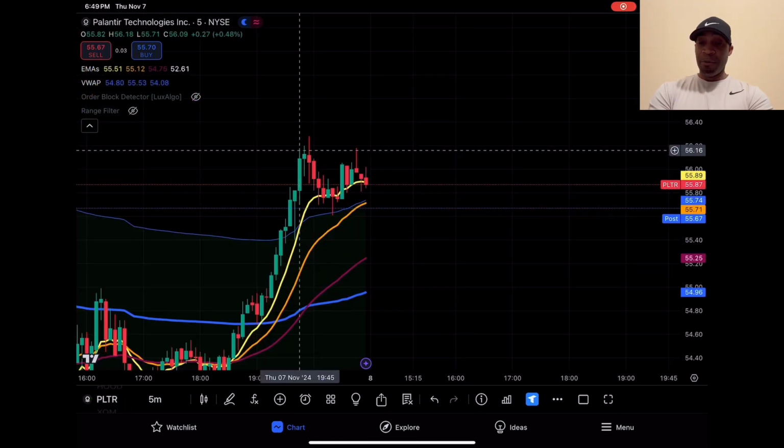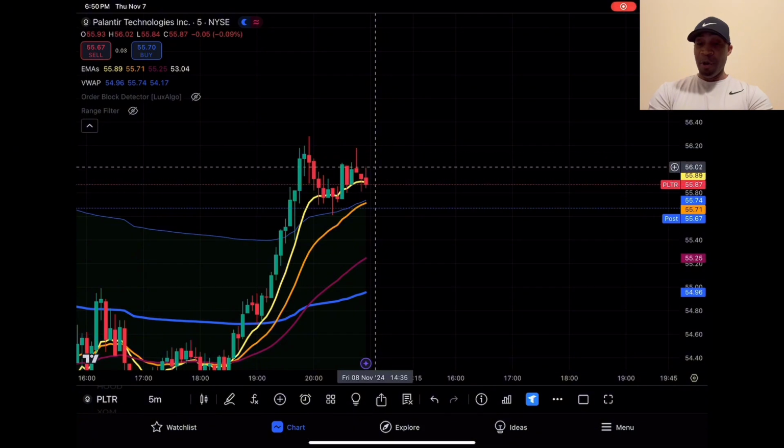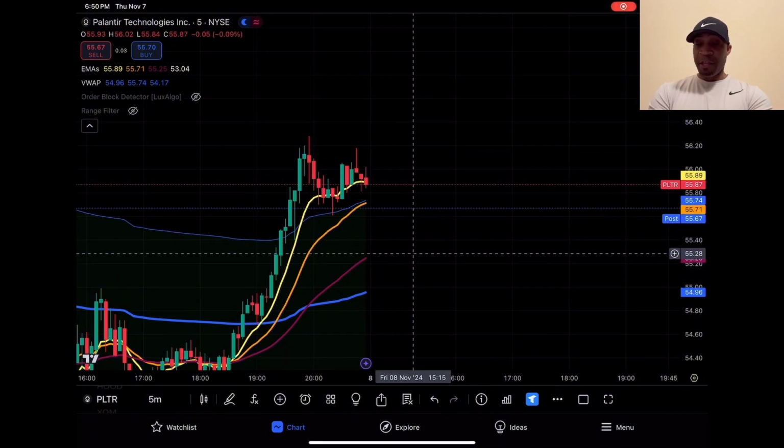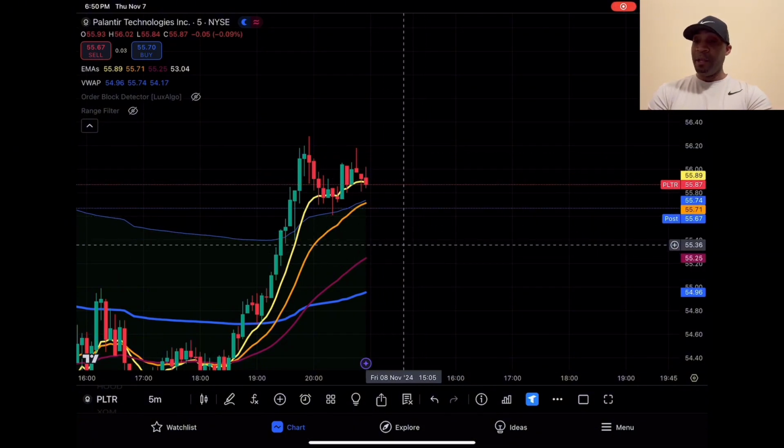There you go. Next ticker is gonna be Palantir. They're forming a double top. You got this top right here, and you got this top right here. Depending on what happens in pre-market, this looks like it's ready to have a little pullback.